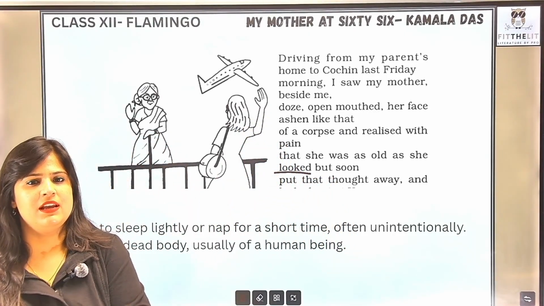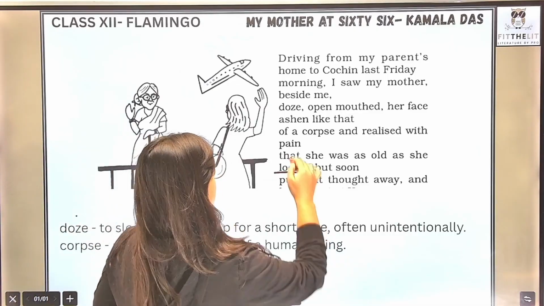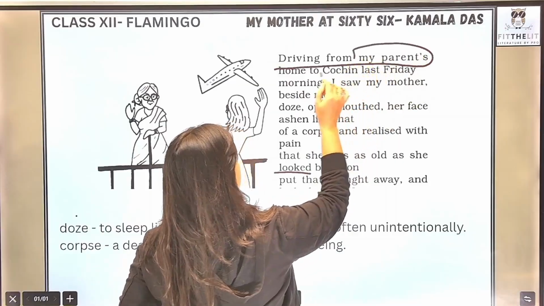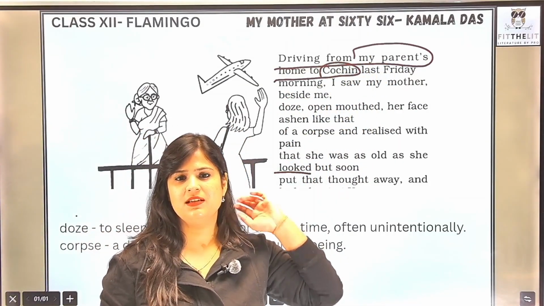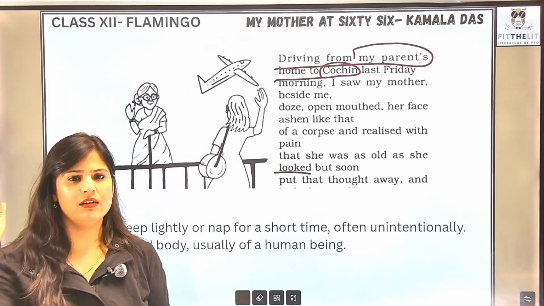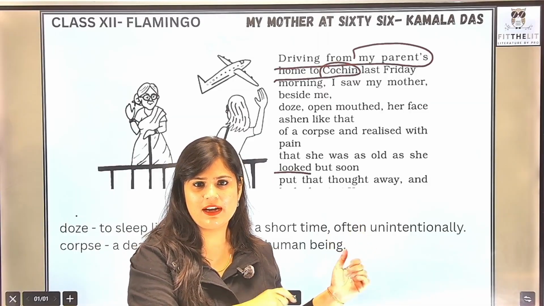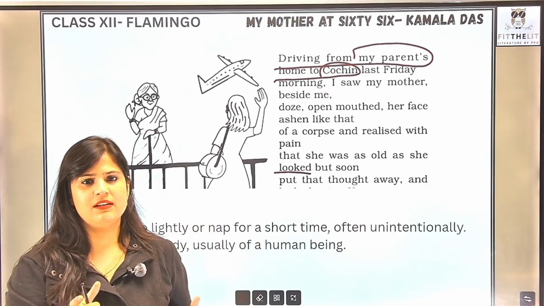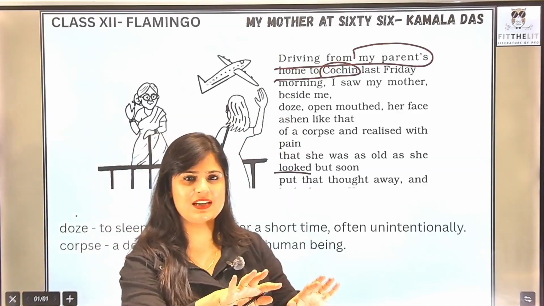So, right in the beginning, we are given the context of what the poetess is doing. She was actually driving from her parents' home to Cochin. So where is she going? From her parents' house, her mum and dad's house, to Cochin, right? Now Cochin is where the airport is. Again, Cochin is in Kerala. She is from Kerala, right? So she is actually going to Cochin airport, and they both are sitting in the car.